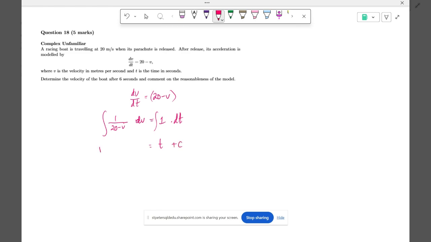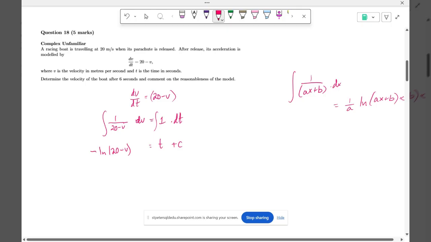And on this side, I've got the log of 20 minus v. But in this case, because -1 is the coefficient of that v, I've got to divide by -1. Well, that's just the same as putting a negative out the front. So remember, for our log laws, when I've got 1 over ax plus b, and I'm integrating that, that becomes 1 over a, natural log of ax plus b. And I've put my c on the right-hand side rather than the left-hand side because I only need it on one side. That's pretty good.